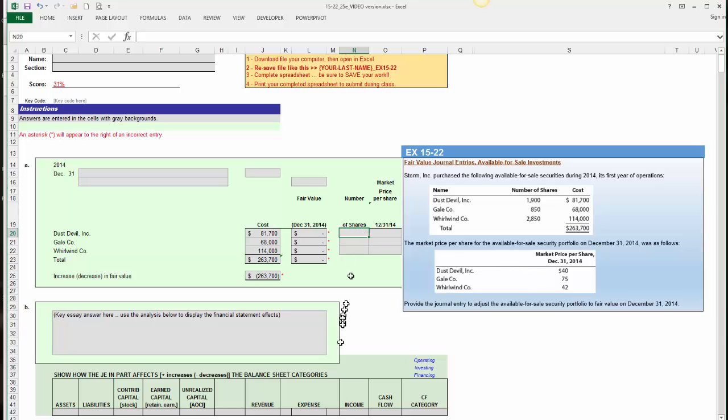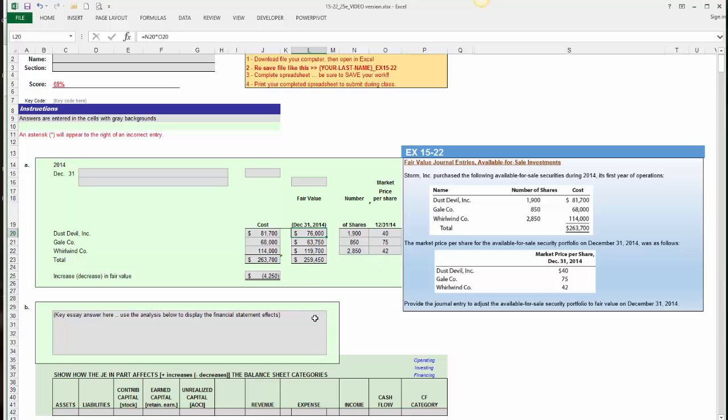So in the number of shares column, let's enter 1,900 shares for Dust Devil, 850 shares for Gale Company, and 2,850 shares for the Whirlwind Company. We also want to enter the fair market value per share from Table 2. Each share of Dust Devil is selling for $40 at the end of the period. Each share of Gale Company is selling for $75 a share, and the Whirlwind Company shares sell for $42 each.